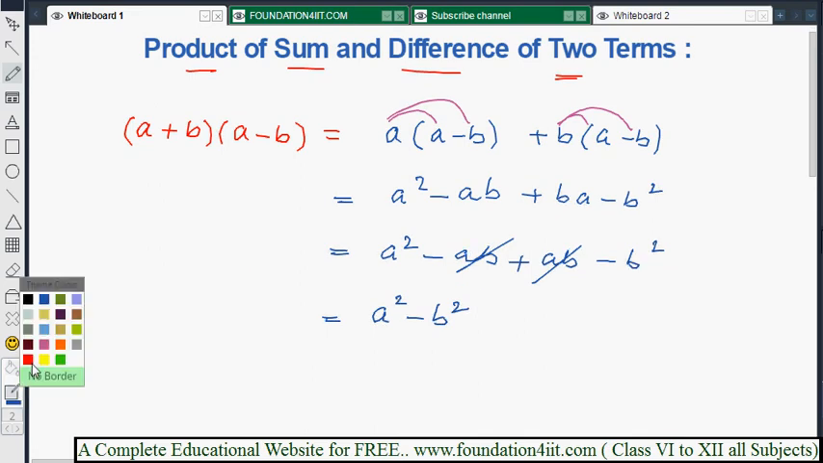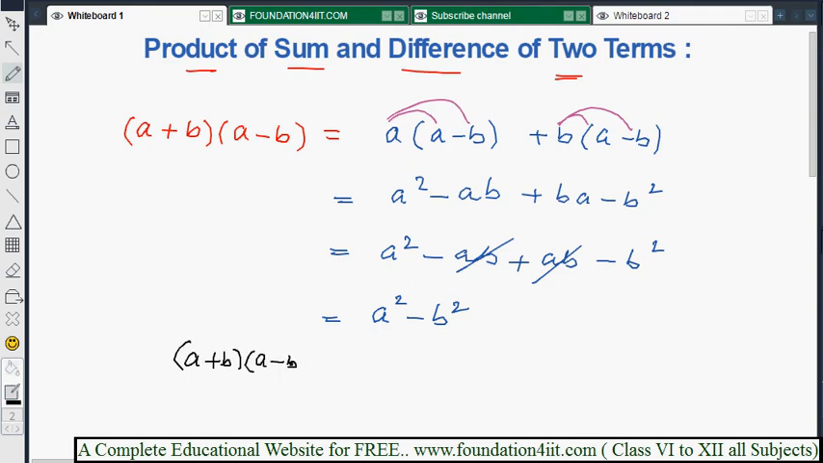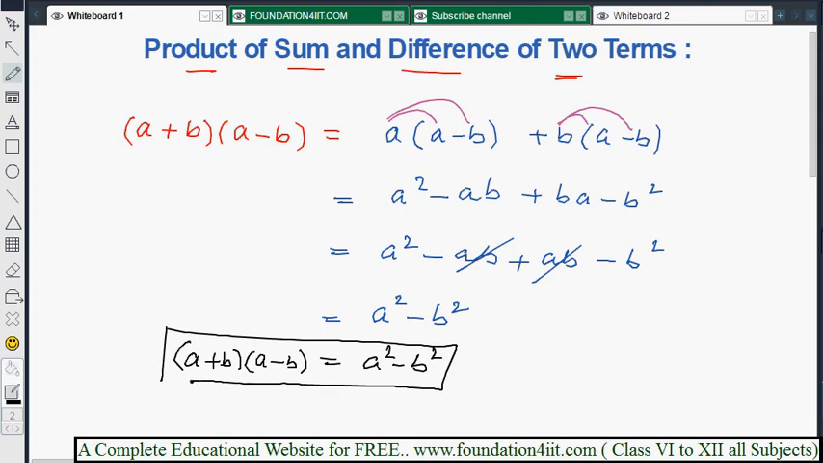So we can conclude this as an identity: A plus B into A minus B is equal to A square minus B square. For any two terms, the product of sum and difference will be the square of the first term minus the square of the second term. In that way you can remember this. So these are the formulas, and how to apply them in the given problems, let me explain now.